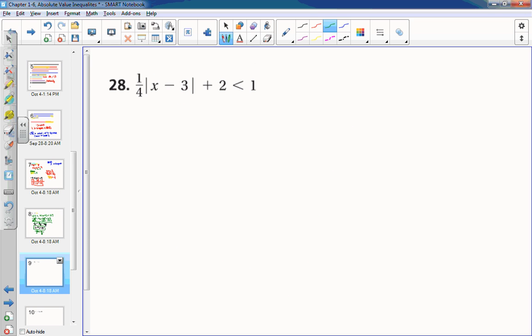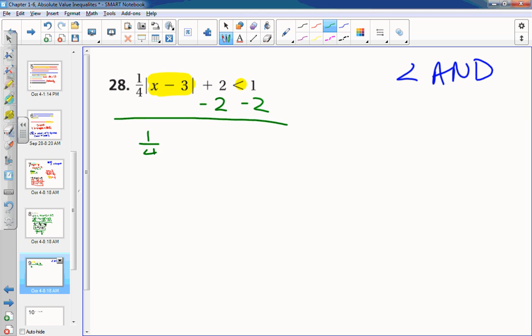Let's go to 28. Let's first look at the symbol. The symbol says it's less than. So since it's a less than symbol, this means it's a compound inequality. Before I do anything, I'm going to go ahead and first isolate this. So here's my absolute value. What am I going to do to isolate my absolute value first? I'm going to subtract 2. So I have 1/4. Absolute value of x minus 3 is less than a -1.